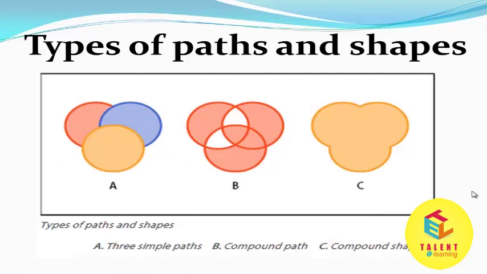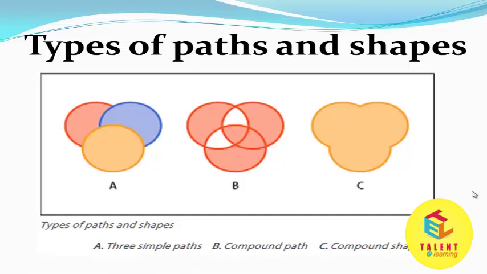This is the example of paths and shapes. Here A is the example of three simple paths, B is the example of a compound path, and C is the example of a compound shape.